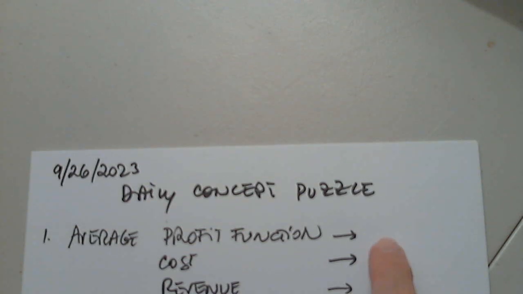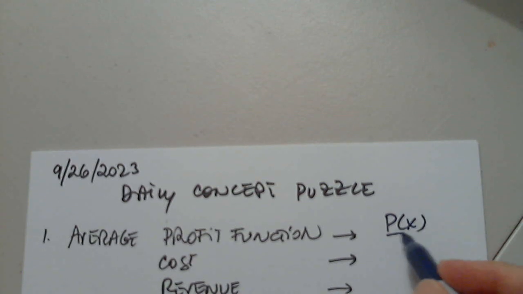So what is the formula for average profit? Anyone, please? The formula for the average profit. P of X over X. Thank you so much. P of X over X.